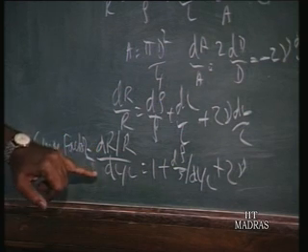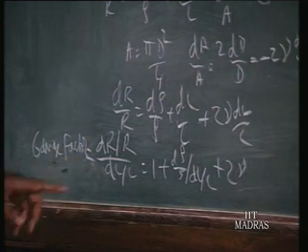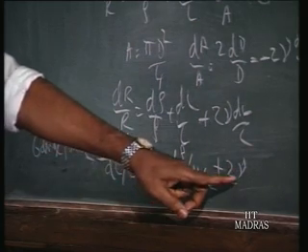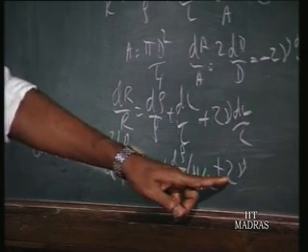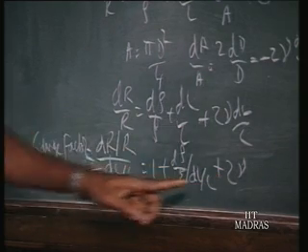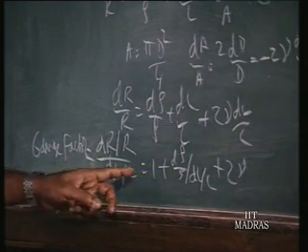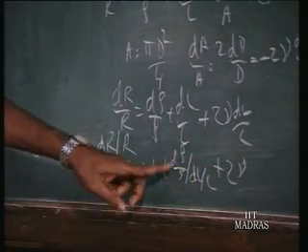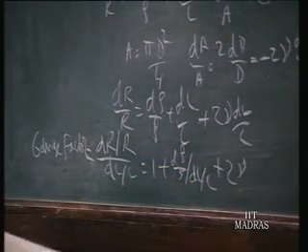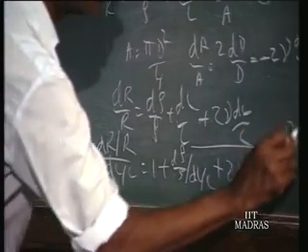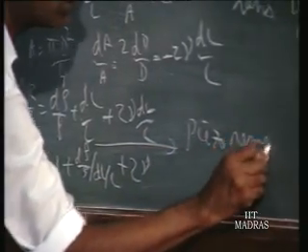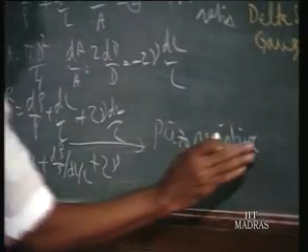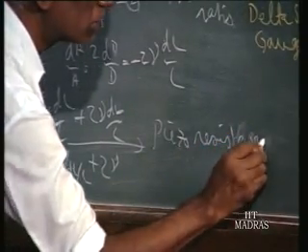Relative resistance change per unit strain, that is the gauge factor, which is equal to 1 plus 2 nu, where nu is the Poisson's ratio. For steel it is around 0.3. So 1 plus twice 0.3 is 1.6. This 1.6 comes due to strain, and the other portion, d rho by rho over dL by L, is called the piezo-resistive effect, the piezo-resistance effect.